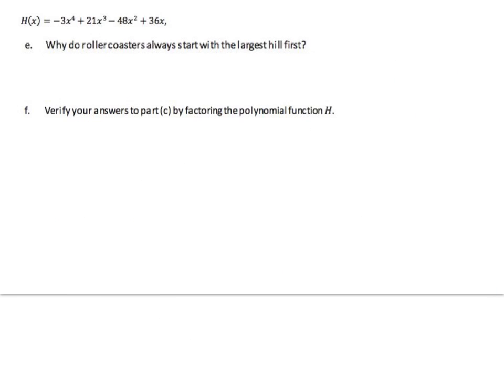All right, why do roller coasters always start with the largest hill first? They need speed. So they can build up speed from gravity to help propel the cars through the rest of the track. Without any speed, they would never make it up the next hill. Verify your answers to part C by factoring the polynomial function h.